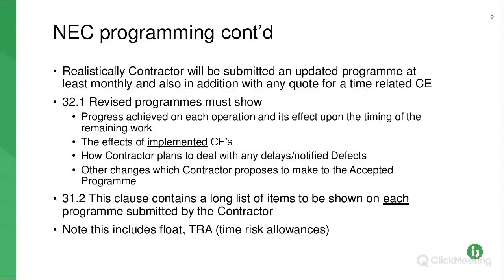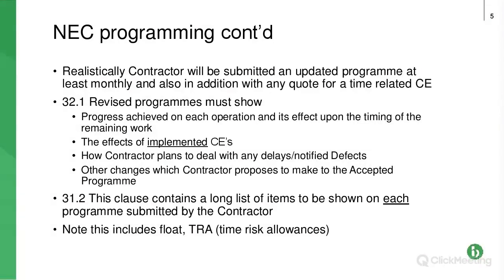So next bullet point, 32.1, states what your revised programmes have to show. So really important if you're the programmer for the contractor or subcontractor, or also, if you have anything to do with programme delay, if you're a commercial manager, commercial director, you need to be aware that your programmes need to show the following. So progress achieved on each operation and its effect upon the timing of the remaining work. So I think the first part of that would be obvious. Not sure about the second part, so the effect upon the timing of the remaining work.